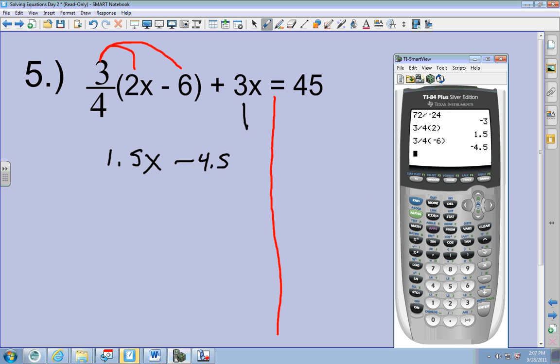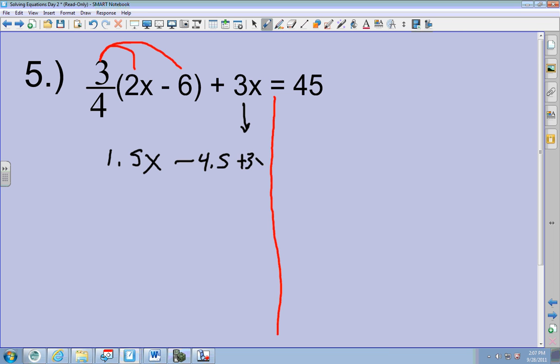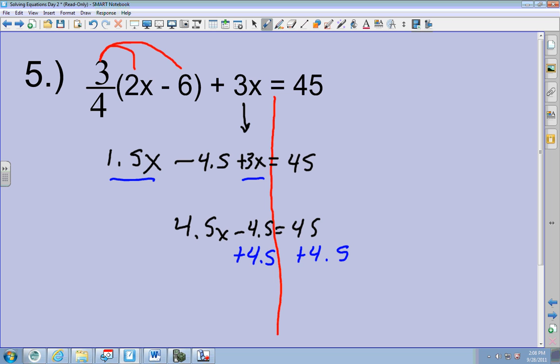And then I'm going to bring down the plus the 3x equals 45. Well, now I have 1.5x and 3x. That gives me 4.5x minus 4.5 equals 45. So I need to add 4.5 to each side. Now I get, these cancel, I get 4.5x equals 45 plus 4.5 is 49.5.